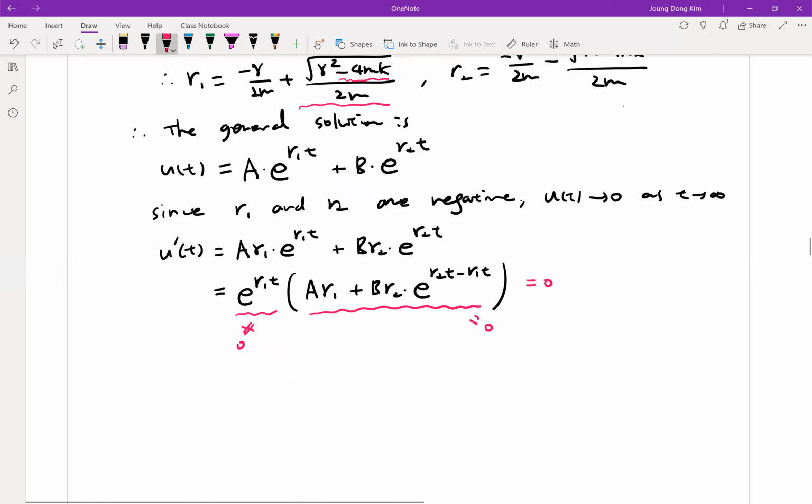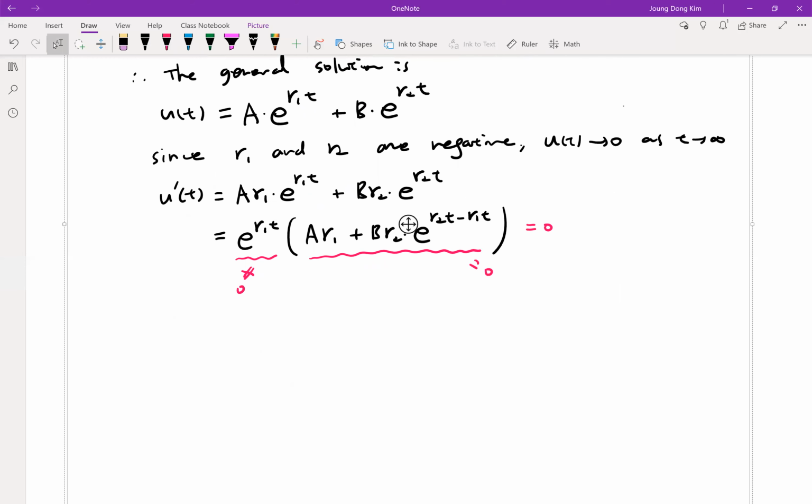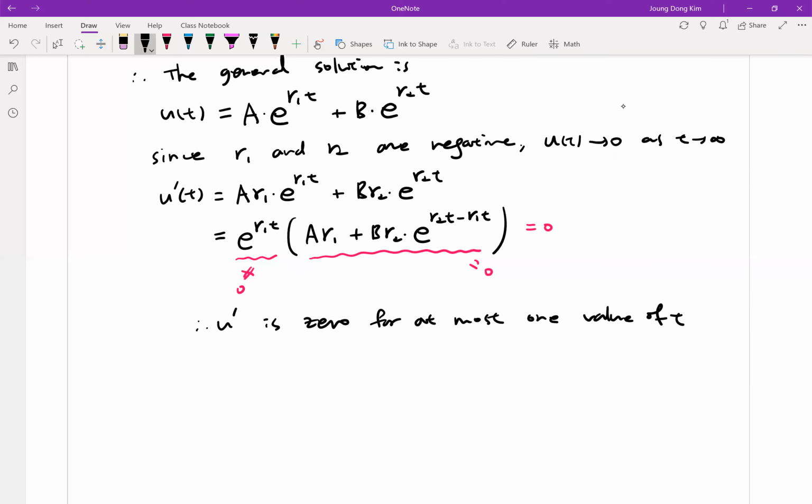Even though it looks a little bit complicated, it's not that complicated, because this is just a simple equation that equals 0 with only one unknown variable t, right? So we can say your u prime is 0 for at most one value of t, right? Does it make sense? But wait a minute, this doesn't make sense, right?